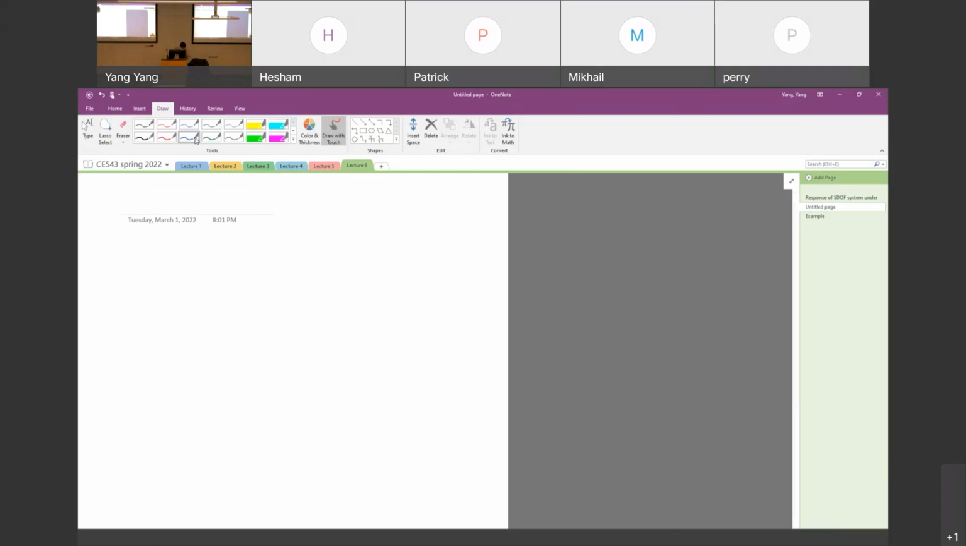Response under arbitrary load. Any types of load should be included. So the objectives for tonight.